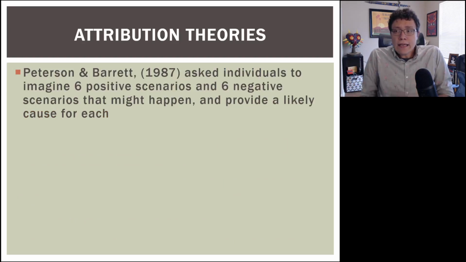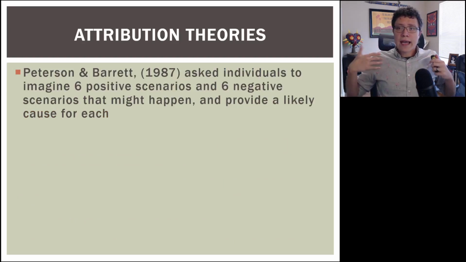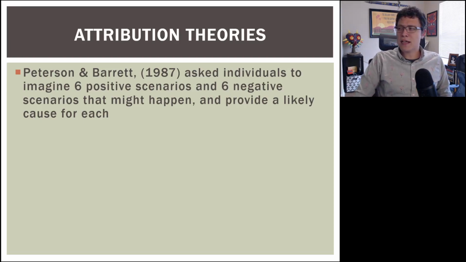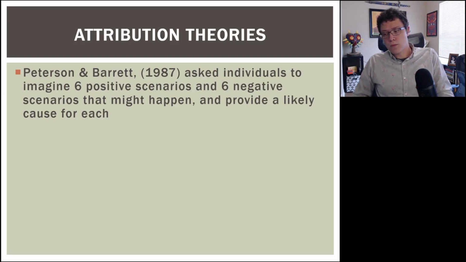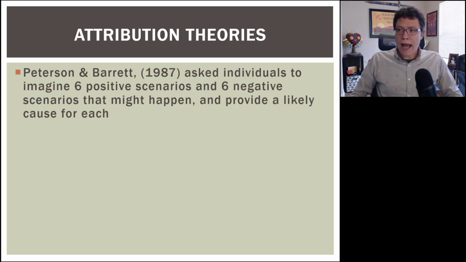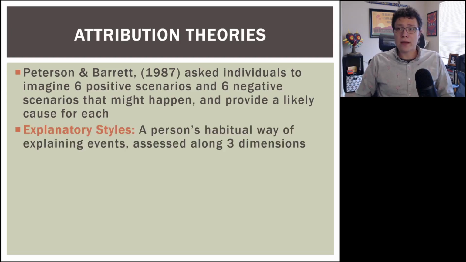And so to give an explanation of that, back in 1987, Peterson and Barrett asked individuals to imagine some different scenarios. So I don't have any examples of these. Imagine your bike got stolen, might be a negative scenario, or imagine that you won tickets in a raffle, might be a positive situation, and then provide a likely cause for why each of these happened. And what you see is that people use specific explanatory styles. So how are the ways in which we explain or attribute the causes of each of these? Well, we can do it in three different ways.